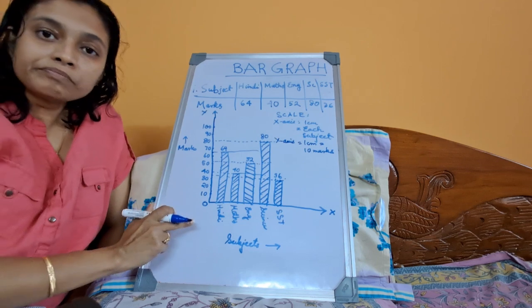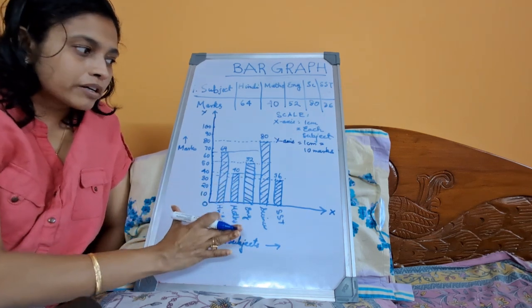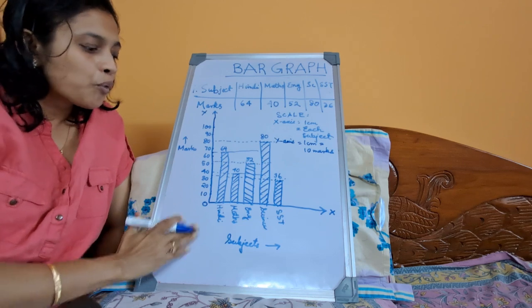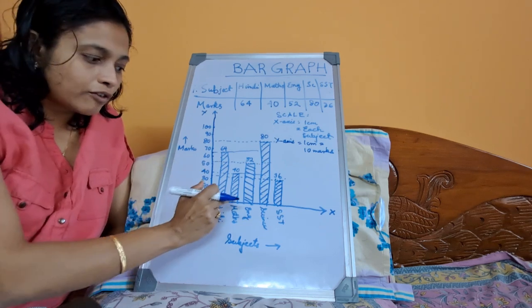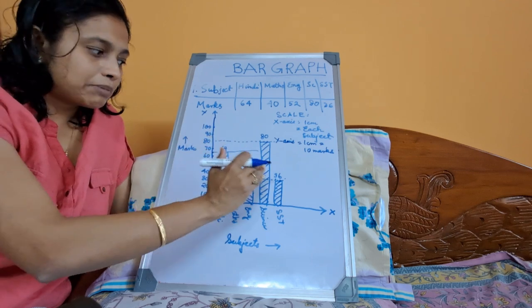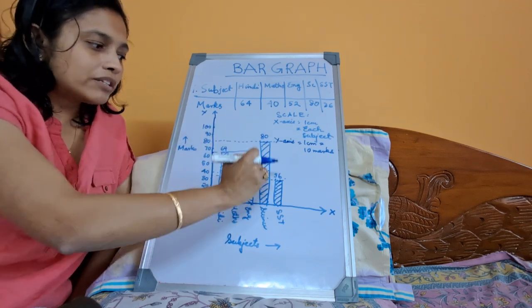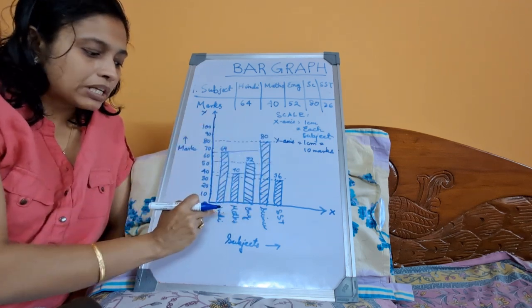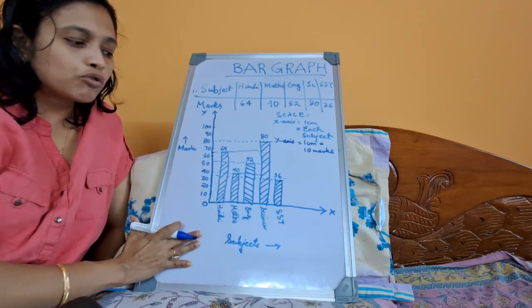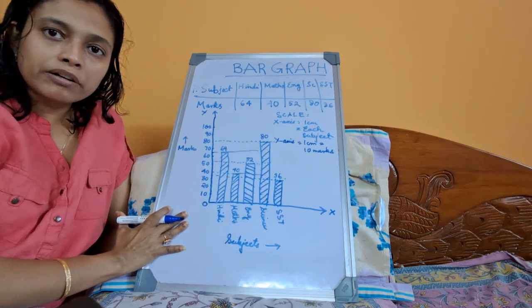So we have drawn the bar graph, which is a pictorial representation of this data with the help of rectangles of uniform width. So all of them are 1 centimeter wide, but of varying length, because the length of these rectangles represents the marks obtained in the particular subject. Okay, so this is how you need to draw a bar graph.